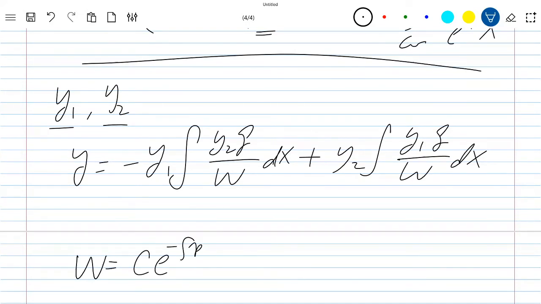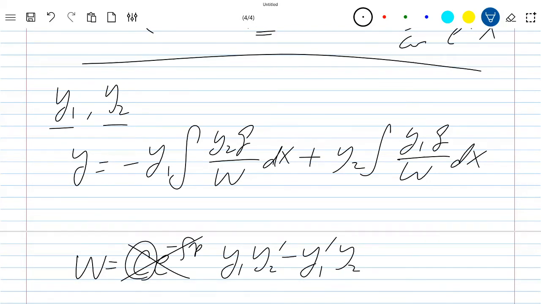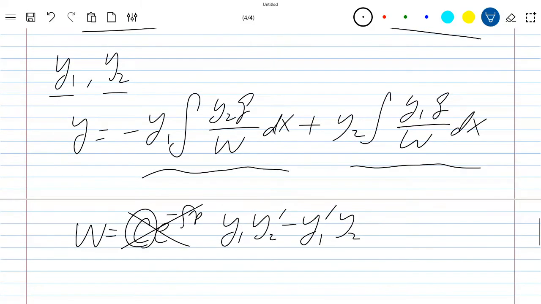And remember, this W is not just the Wronskian formula with the constant. That's not correct. You should use y1 y2 prime minus y1 prime y2. So you can compute this W with the particular choice of C. But in general, this integration could be hard, so you don't use the integral unless you have to.